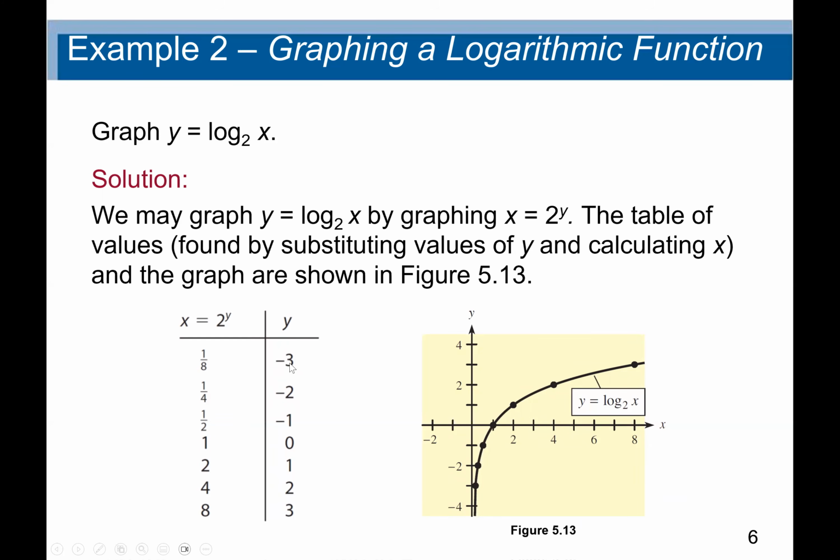So we take any y value, the interval will be from -3 to 2. Let's assume, for example, when y is 0, x is 1, because 2 to the power 0 is 1. When y is 1, x is 2, because 2 to the power 1 is 2. When y is 3, 2 to the power 3 will be 8, so x will be 8. So we come up with a table, then we can plot each point. And this is the graph.